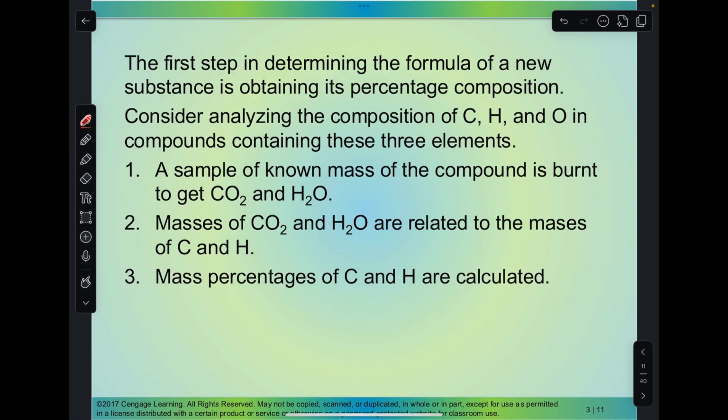So the first step in determining the formula of a substance is obtaining its percentage composition. So if you were looking to determine the formula of something new, then you need to know its percentage composition. There's many ways to do this in the real world. One of the ways to do this is called elemental analysis.